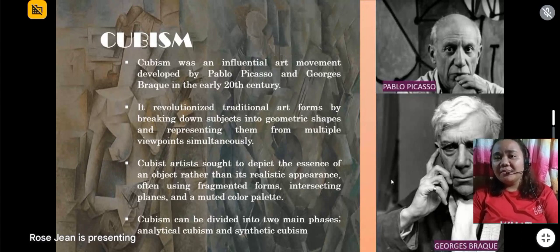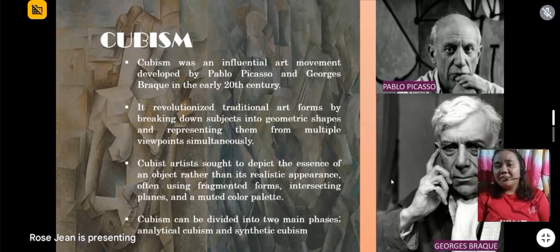While the synthetic cubism, which emerged around 1912, introduced elements like collage and more vibrant colors into the artwork. Artists began incorporating real-world materials such as newspaper clippings and fabric into the composition, blurring the lines between painting and sculpture.